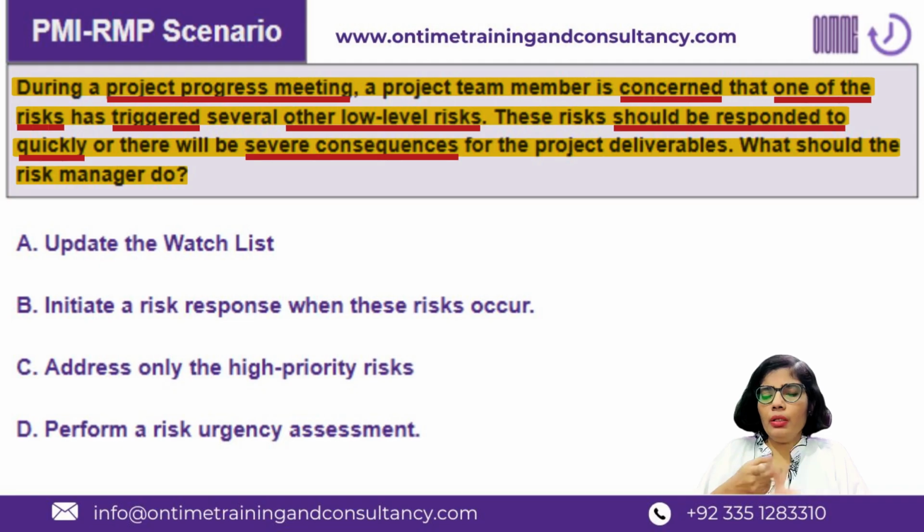This is not really a usual situation in the project that a risk triggers multiple low priority risks in one go, but it could be the case. Anything is possible in a real life project management situation. So if a situation like this occurs, what do we do? Let's check the option choices.